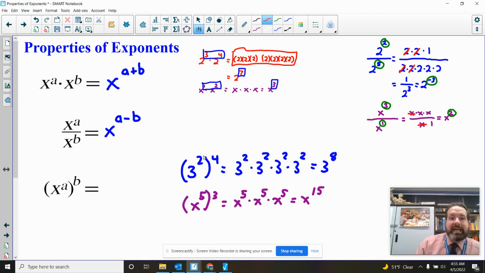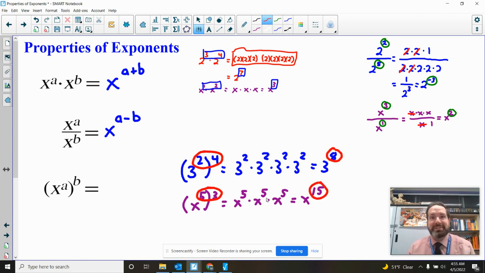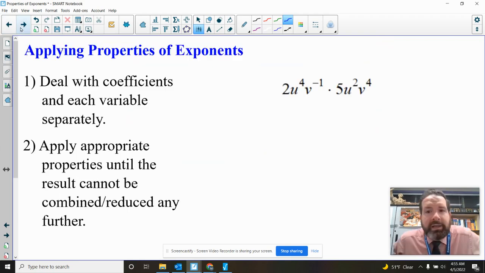So here's the question. How do you take these original exponents and get to these ending exponents without having to do that middle step? Once again, I know a lot of you have spotted this already. Well, to get an 8 from a 2 and a 4, you multiply them together. To get a 15 from a 3 and a 5, you multiply them together. So x to the power of a raised to the power of b is just x to the power of a times b.